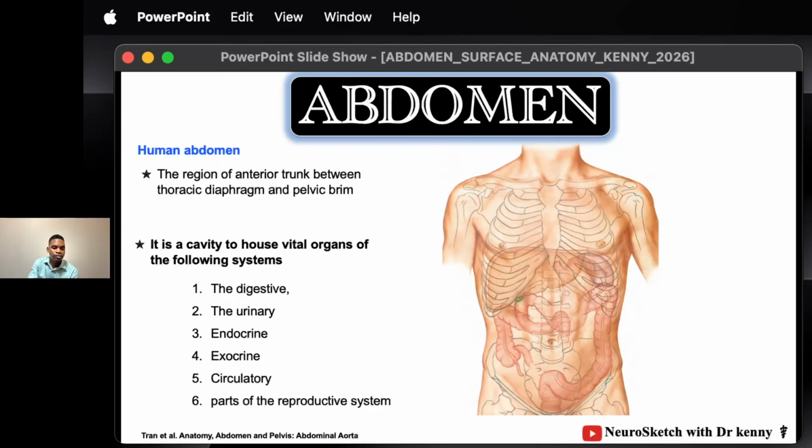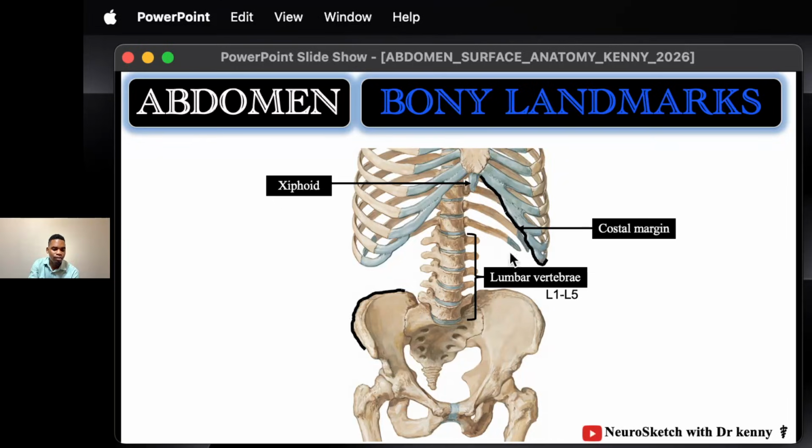So what's the bony framework of the abdomen? The major bony landmark of the bony framework of the abdomen is formed by the lumbar vertebra. We have a separate discussion talking about the lumbar vertebra, lumbar spine, but this is forming part of the bony framework of the abdomen. But we have the costal margin. This is the costal margin.